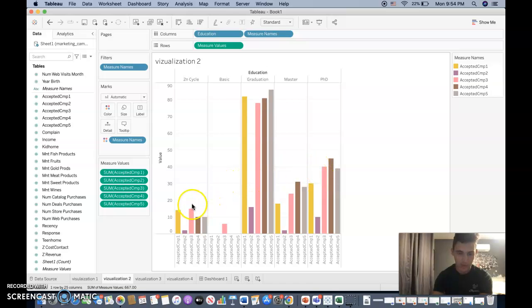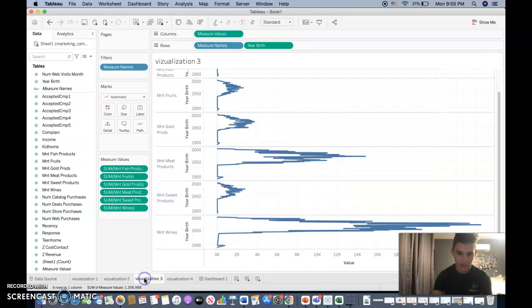And if maybe we wanted to shoot for an area where we're not usually in, our third campaign might be a good option to explore, considering that they're the only two that do well in the basic and second cycle education programs. Alright, on to our third visualization.